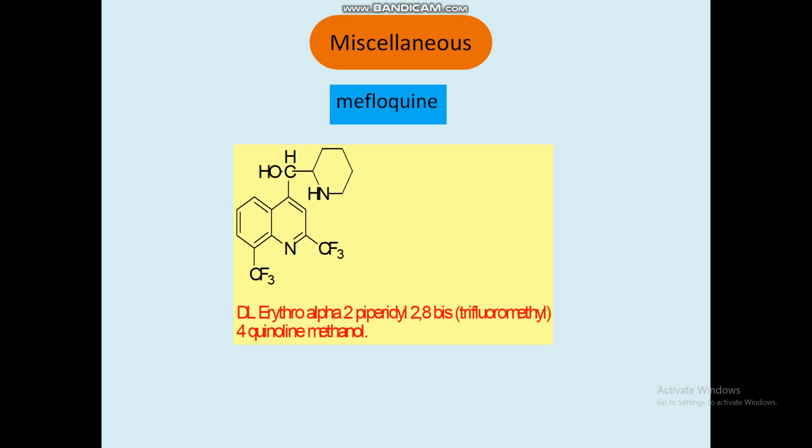Mefloquine is an orally administered 4-methanol quinoline drug used to prevent and treat malaria. This is about mefloquine. It is effective against the erythrocytic form of malaria.